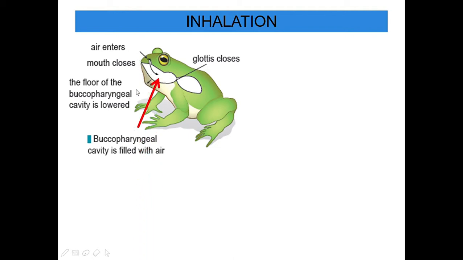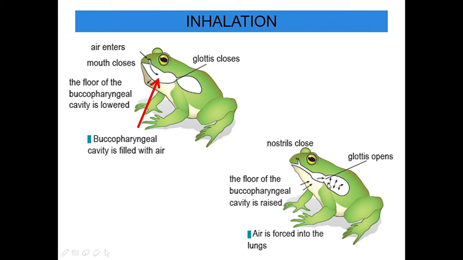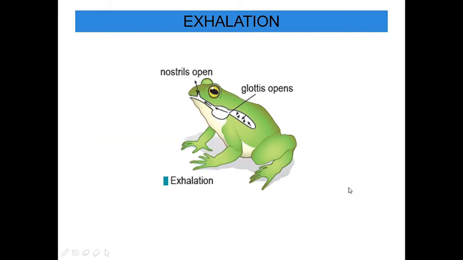This creates a low air pressure in the mouth cavity, and air from outside is forced to enter the cavity through the nostril. When the glottis opens, the nostrils close and the floor of the buccopharyngeal cavity is raised. This increases the air pressure in here, and thus the air is pushed into the lungs and the lungs expand. So what about the exhalation?